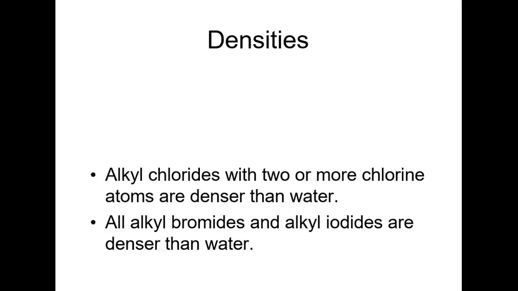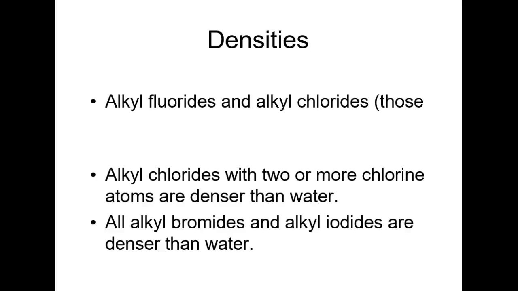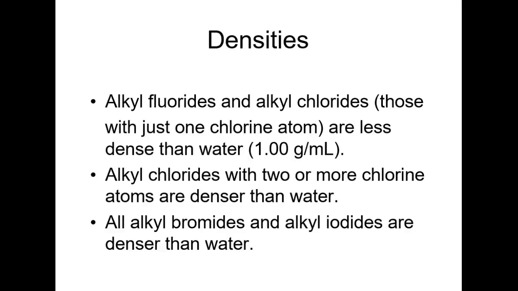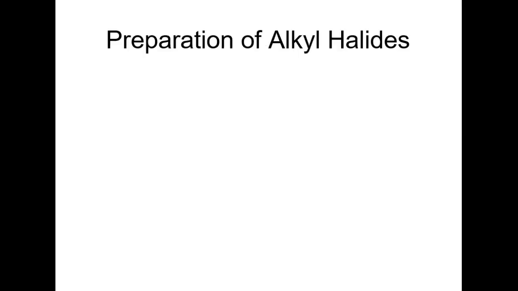Densities for the most part of halogenated solvents are more dense than water. There are a few exceptions where that is not the case. This is a little weird how this came up. Alkyl fluorides and alkyl chlorides, where you just have one halogen, are less dense than water, so they float on top of water. But if you have more than 2 chlorines or a much larger molecule, most of the bromides and iodides, those are going to be more dense. So for the most part, most alkyl halides are more dense than water.